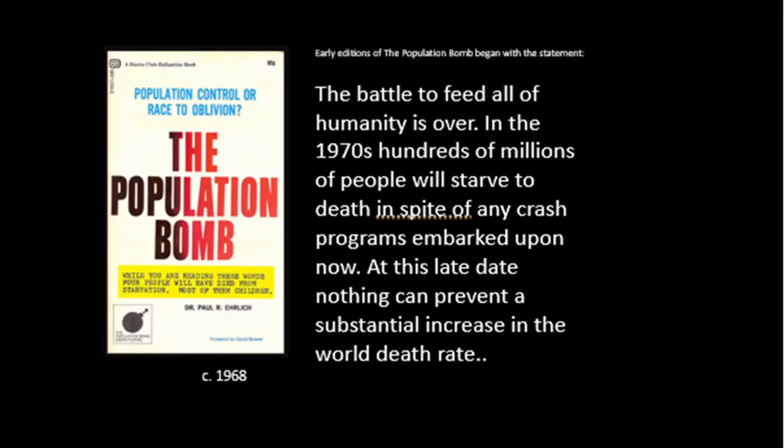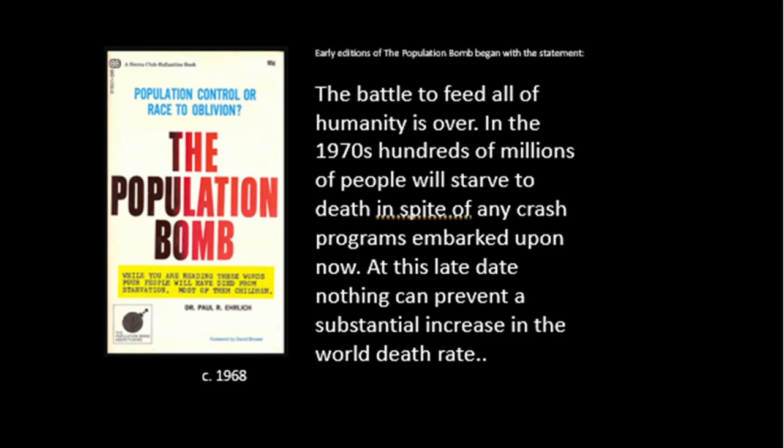There's a fantastic example of this. Back when I was just about ready to graduate high school, 1968, this book came out by Dr. Paul Ehrlich, and it was called The Population Bomb. And the choice was we could either control population or we would all die out. In fact, in the 70s, hundreds of millions of people will starve to death in spite of any crash programs embarked upon now. And at this late date, nothing can prevent a substantial increase in the world's death rate.